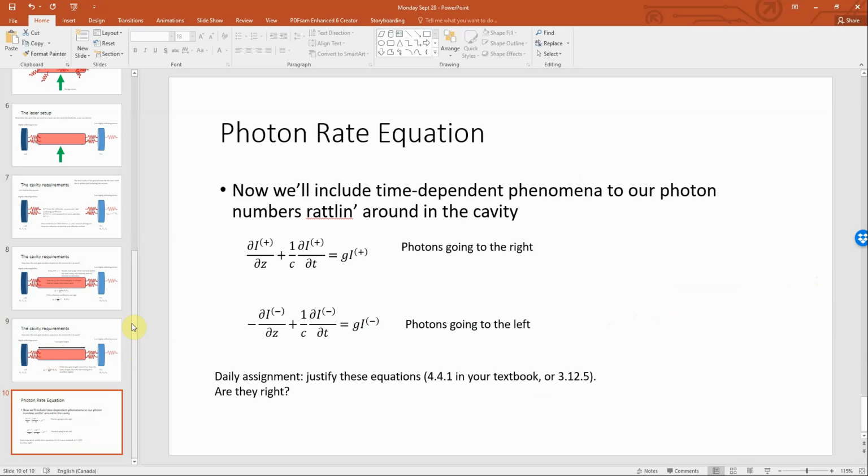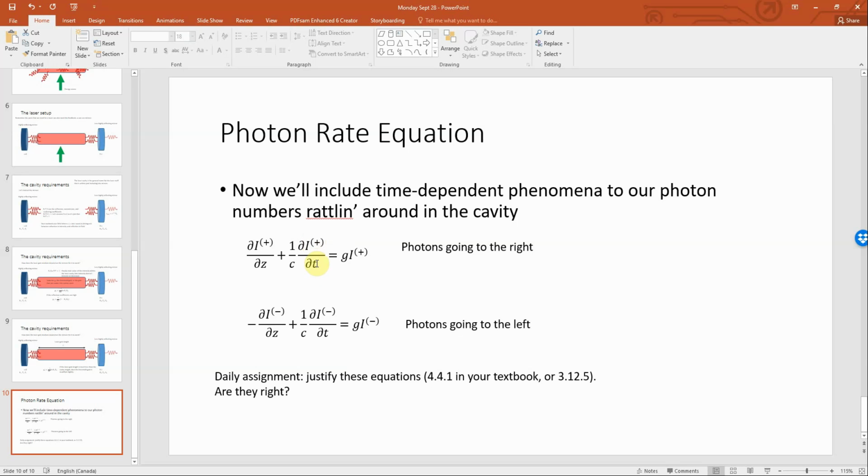Okay, in this lecture, we're also going to talk about the photon rate equation. I'll get a little bit more into this in the lecture, but basically we have to include time-dependent phenomena for our photon numbers that are rattling around within our cavity. So if we had some kind of time-dependent process, like say if we just turned on the laser or something like that, then we also have to include time. And so before we had just the partial derivative with respect to space is equal to this gain times the intensity. But now we also have 1 over c times the partial derivative of the intensity with respect to time.